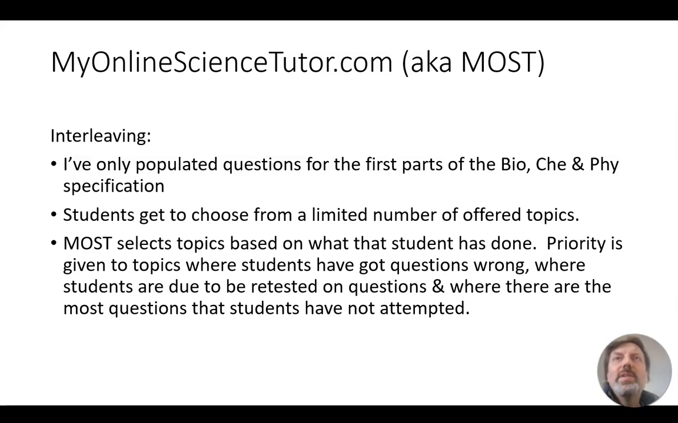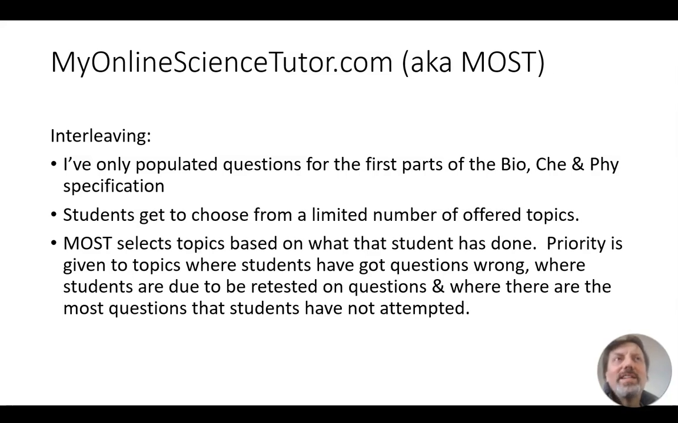Students get to choose from a limited number of offered topics. What the system does is prioritise and give them currently 4, which is configurable, topics to choose from. That means they can choose stuff they like, stuff that they want, but after a while it's going to shoehorn them. They are going to have to do topics that they might not immediately choose to do. And those topics are going to be forced on an interleaving basis.